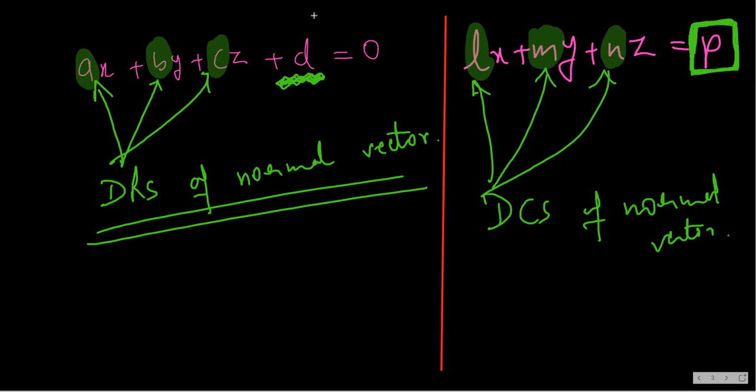Now, if you have a question, how would I know that the given coefficients are DRs or DCs? See, very simple, students. When you square all the coefficients and add them, if it is equal to 1, then they are DCs. And if it is not equal to 1, they are DRs. Very simple, because you know l square plus m square plus n square is equal to 1.